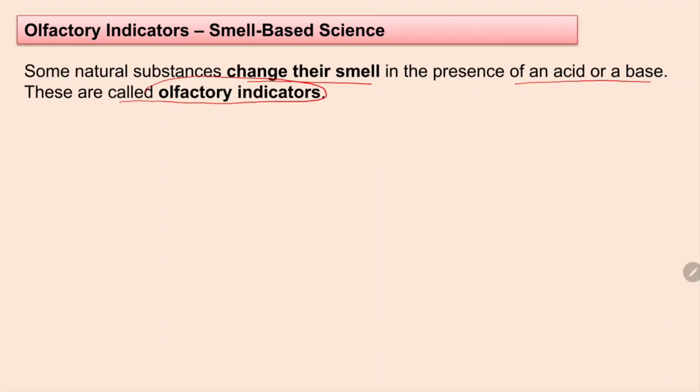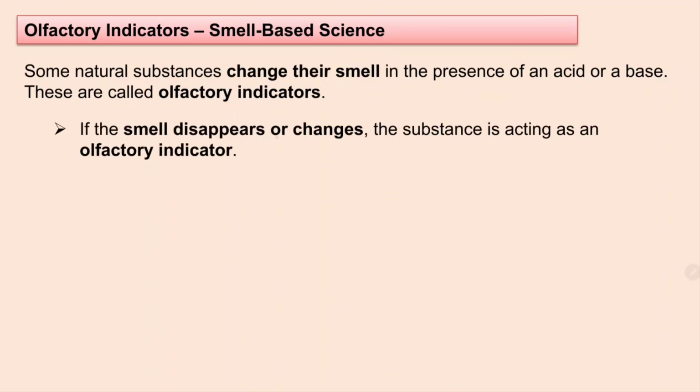These are substances whose odor changes, whose smell or odor, you can say either smell or odor, same thing. If there is this change, then they are known as olfactory indicators. So if the smell disappears or changes, the substance is acting as an olfactory indicator. If there is a change in the odor, if it disappears or if it gets stronger, or there are some changes, that means the substance is acting as an olfactory indicator.